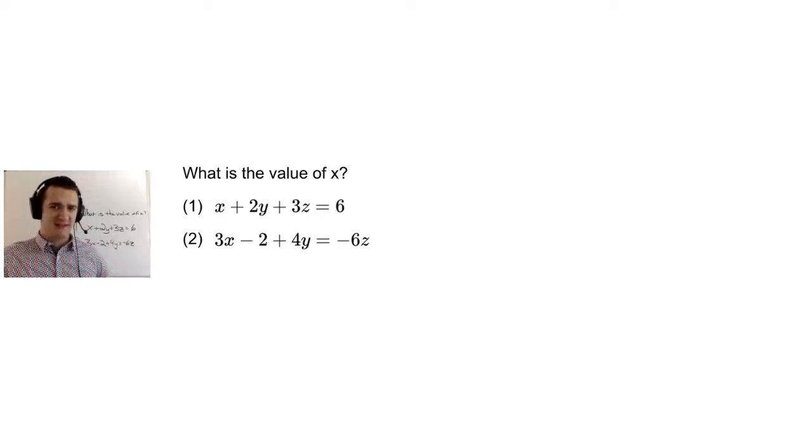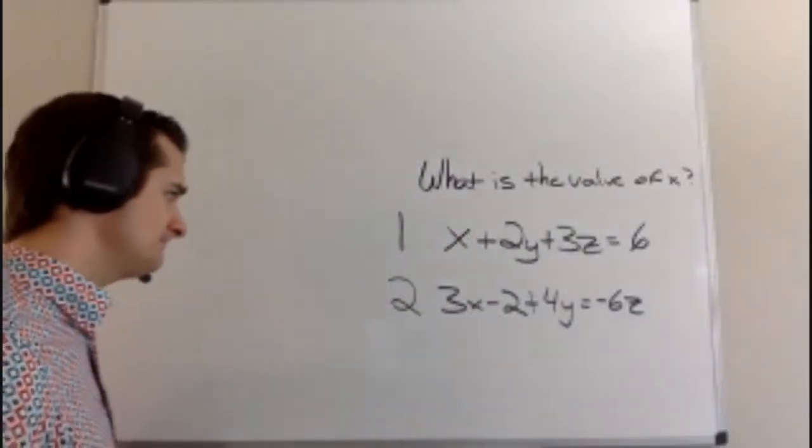Wonderful. Hopefully you've had a second to work through this one here. As we talk about this one, the question again asks us what the value of x is. Statement 1 tells us that x plus 2y plus 3z is equal to 6. Statement 2 tells us that 3x minus 2 plus 4y is equal to negative 6z. I put this one up here on the board.